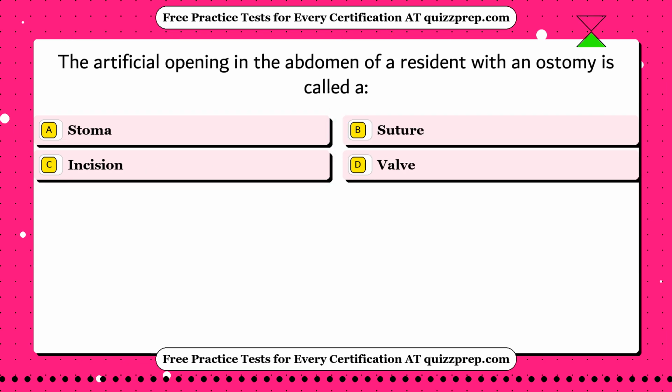Question 51. The artificial opening in the abdomen of a resident with an ostomy is called a: Option A, stoma. Option B, suture. Option C, incision. Option D, valve.